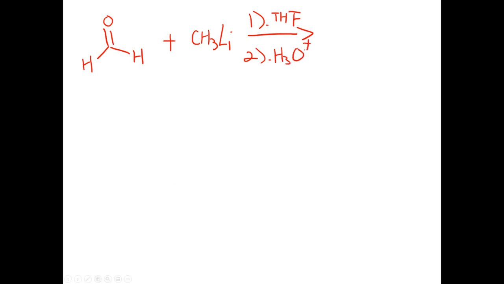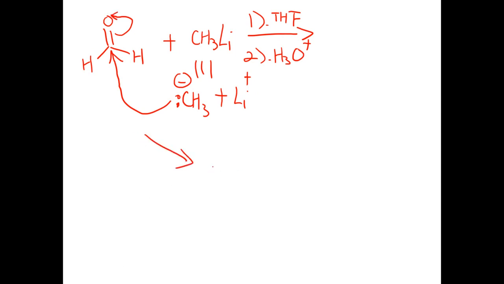Okay, so let me give you an example. It's always a two-step reaction. First one in THF or diethyl ether, that's a solvent, okay? Second one, add acid. Now in the first step, mechanistically, you can consider this one equal to a methyl anion plus a lithium cation. This guy is just a spectator ion, don't need to worry about it. The methyl anion is highly nucleophilic and attacks the electrophilic carbonyl carbon.